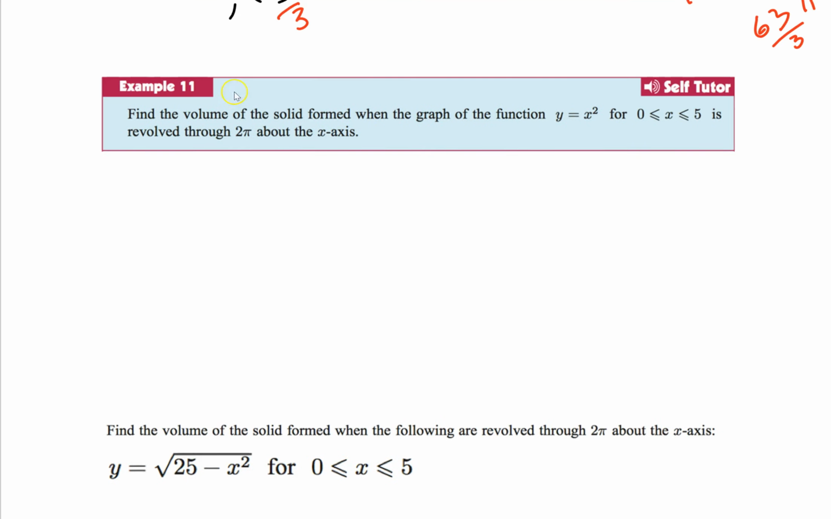Find the volume of the solid. Again, I see volume. I think formula sheet, pi y squared. It's in your formula sheet. A solid is formed when the graph of the function y equals x squared for 0 to 5 is revolved through 2 pi. So again, that's just a fancy way of saying find the volume. We know how to find volume. We have the formula. We just have to find the limits. Hey, they're right here, 0 to 5. And there's my equation. So let's plug it in.